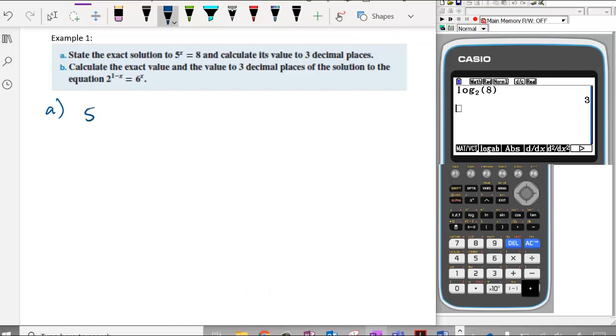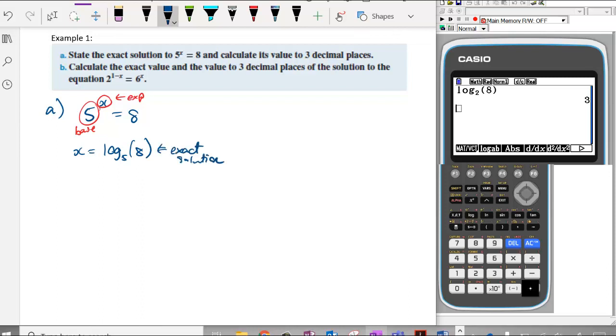So we start with 5 to the power of x is equal to 8. Now we want to isolate x. In order to do that, we're going to convert this into log form. So remember, in log form, we're going to have our log base 5, and our exponential will be isolated. So what we're saying is that x is equal to log base 5 of 8. So this is our exact solution.